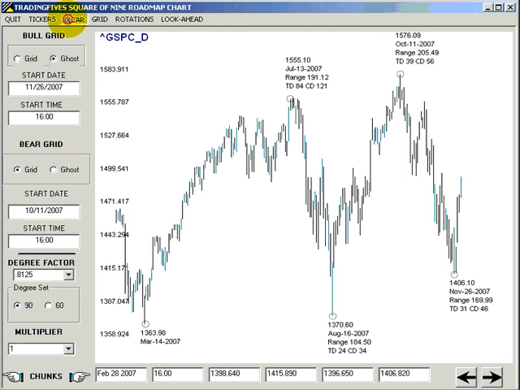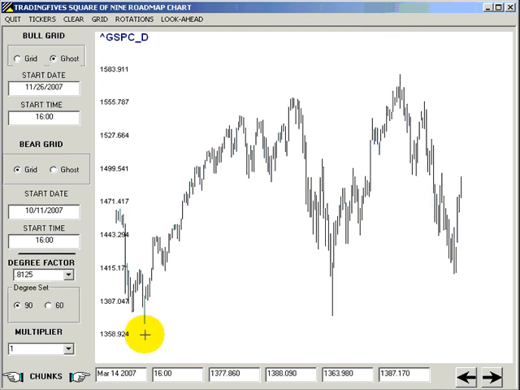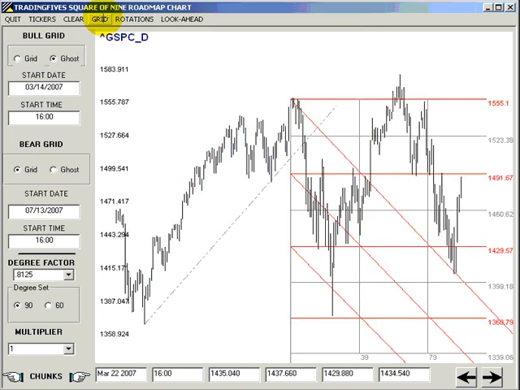And of course, in the previous video, we covered the roadmap charts, and when the penetration of the lower channel occurred, in the case of a bear swing, that gave you an indication that a reversal may be at hand, and you'd want to check for price and time squaring at that point.